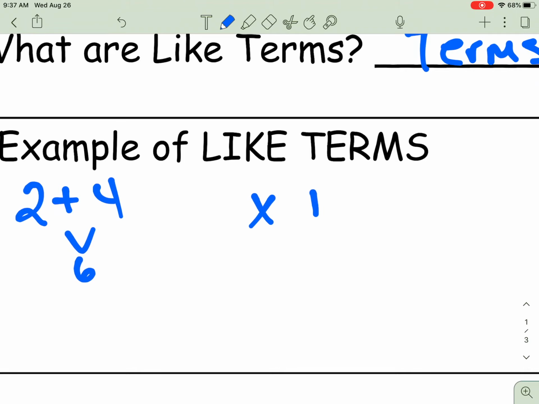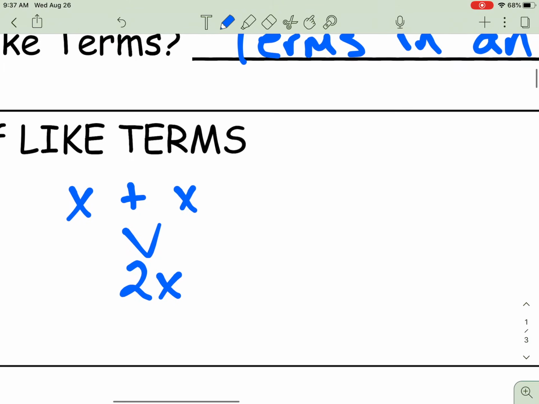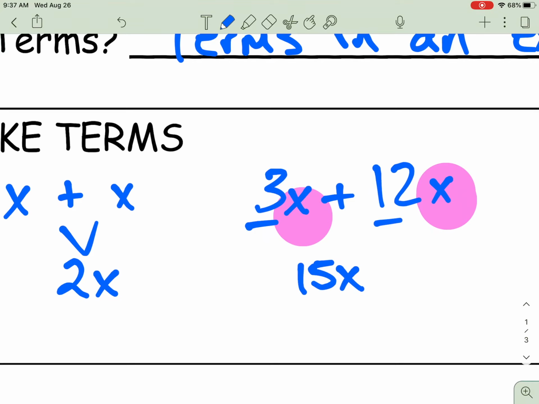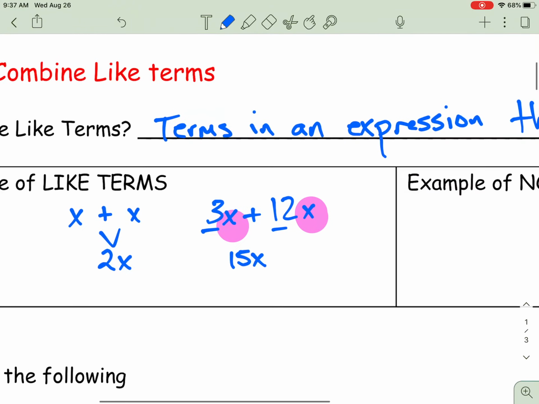So let's think about another one. How about x plus x? How many are there? There are 2 of them, so that would give you 2x. Let's get a little more complicated. How about 3x plus 12x? Now you're combining the like terms. They are like terms because they both have an x, so you're just combining the coefficients. 3 plus 12 is 15, so there are 15 x's. So that's what like terms are.